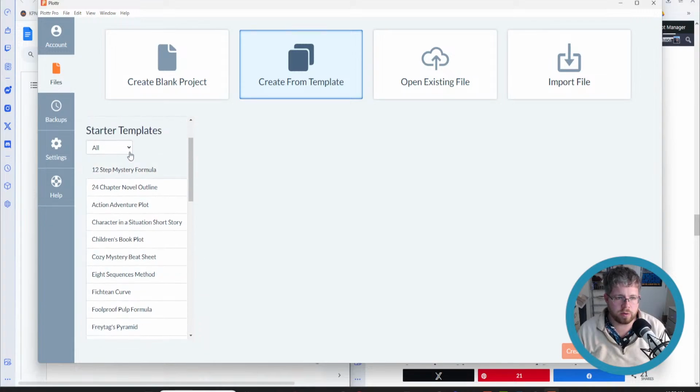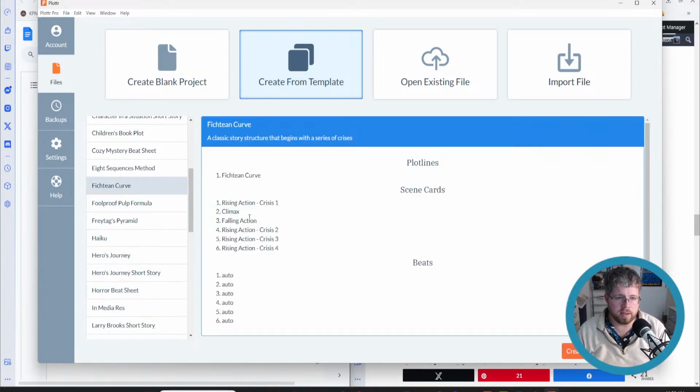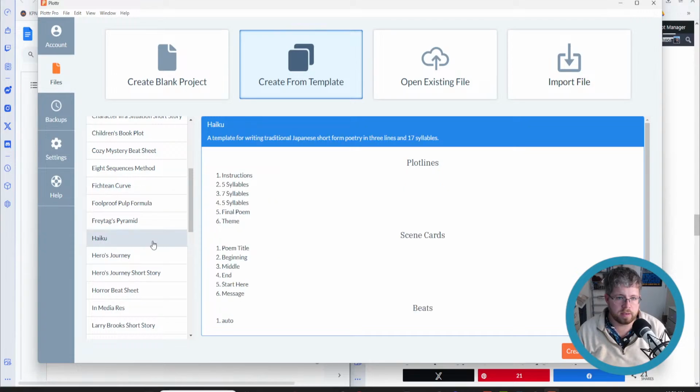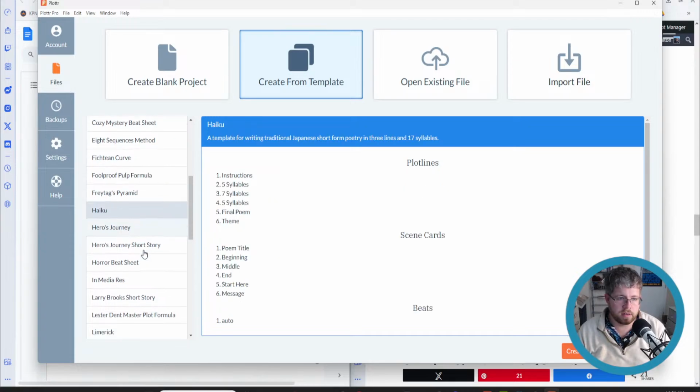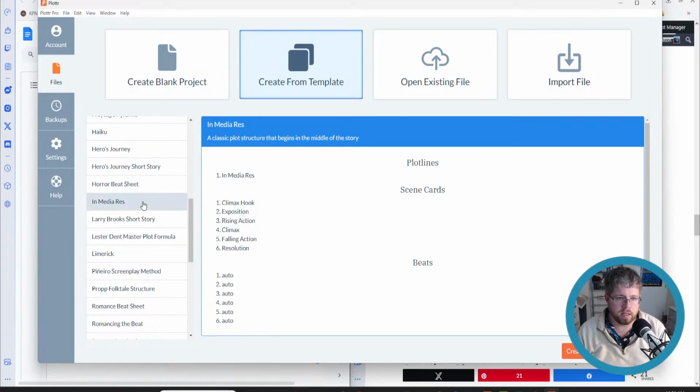Some of them I'll ignore, like I don't need mystery or action adventure, children's book plot. Those aren't relevant. Fichtean Curve is a highly simplified version of everything. Same with Freytag's Pyramid. I don't know what haiku is. Interesting. Horror isn't necessary. In media res is interesting.